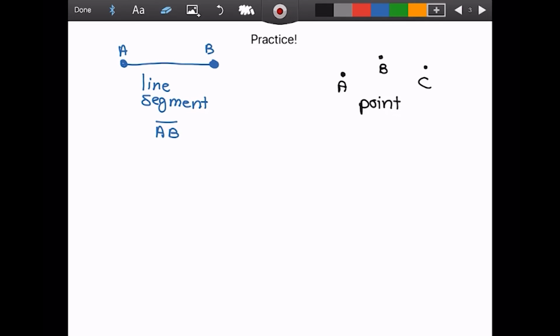Okay, what is this called? I'm going to give it some different letters. You can give it any letter name. This is called a line because it goes on forever in either direction. And we would write it like this. Okay.